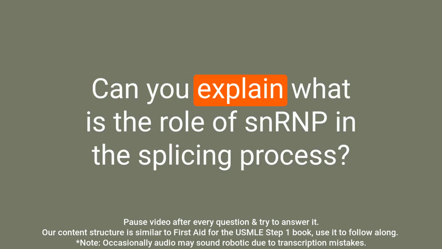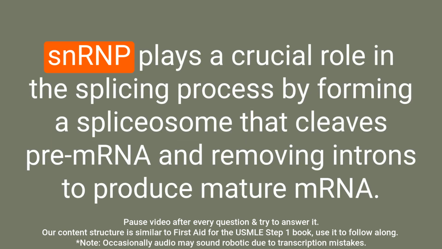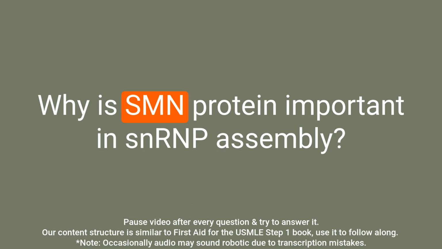Question: Can you explain what is the role of snRNP in the splicing process? Answer: snRNP plays a crucial role in the splicing process by forming a spliceosome that cleaves pre-mRNA and removing introns to produce mature mRNA.